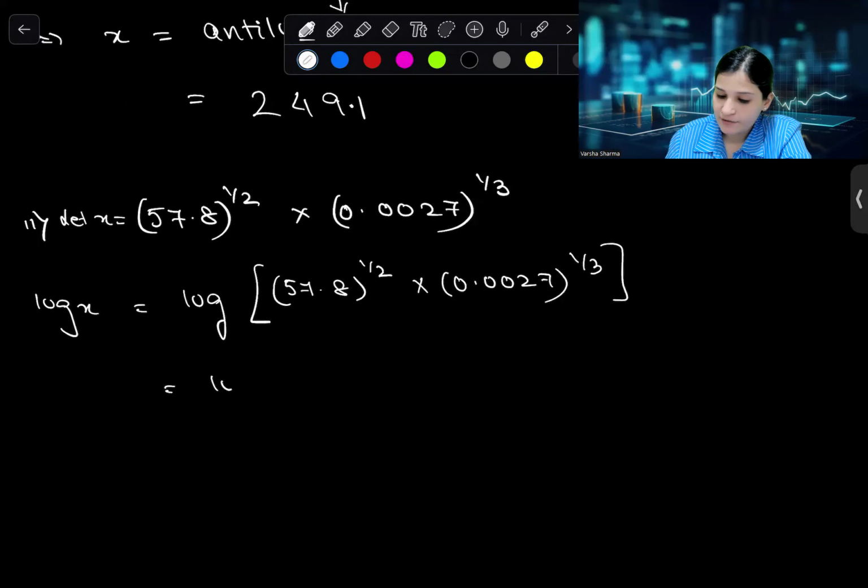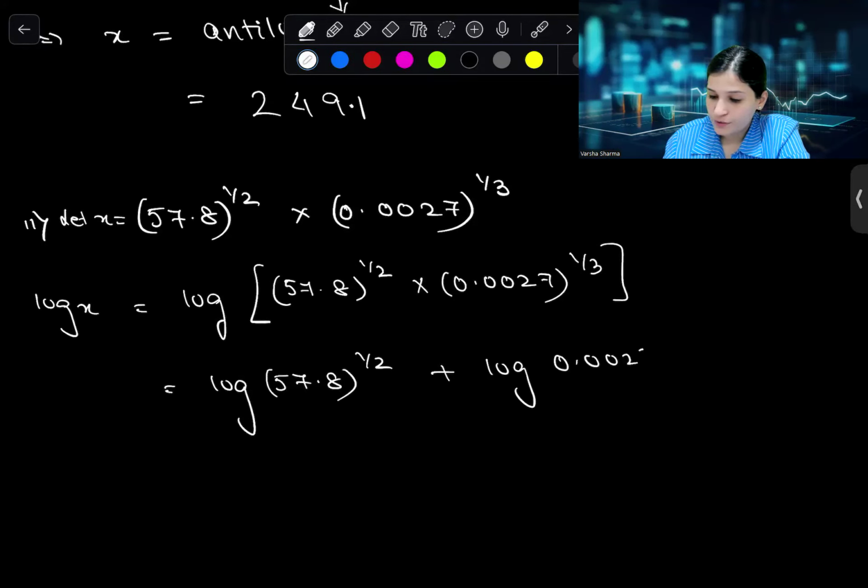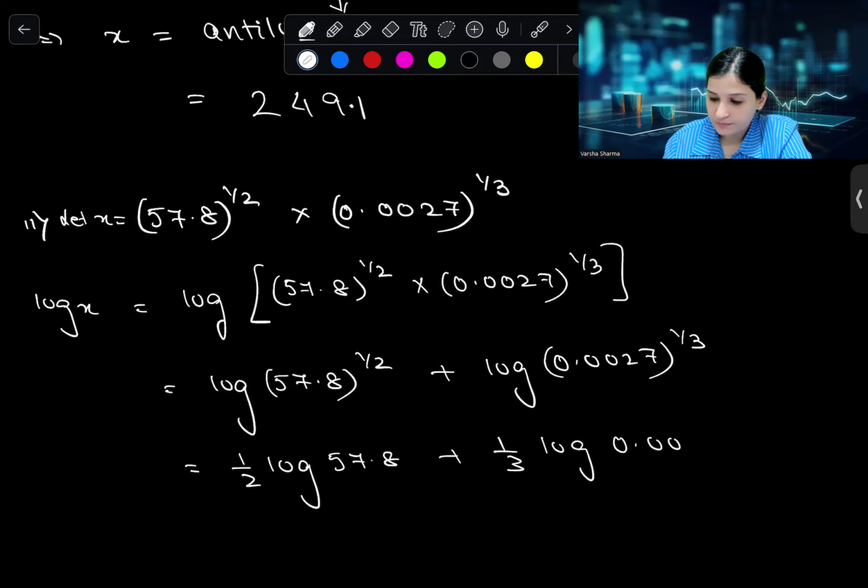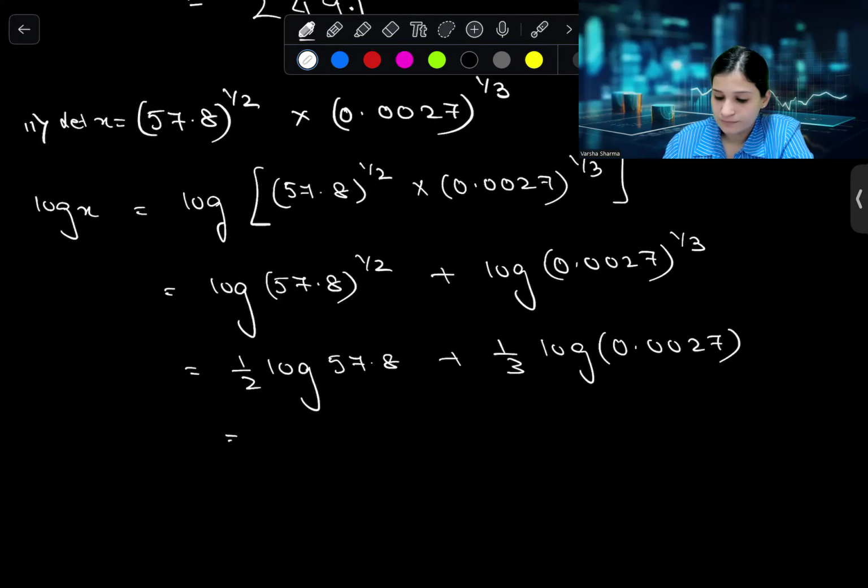First, since it's multiplied, we are going to open it. Plus log 0.0027 to the power 1 by 3. The powers come to the front. Now, what is log 57.8? 1.764. And what is log 0.0027? 3 bar 0.4314.